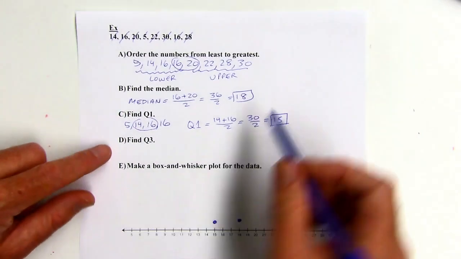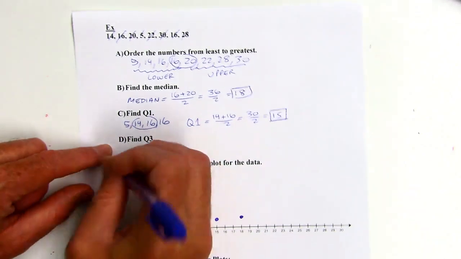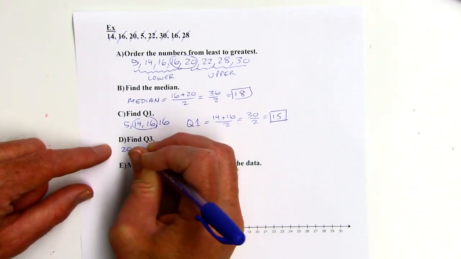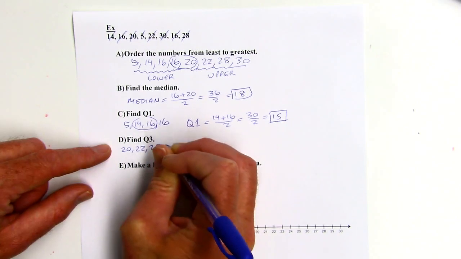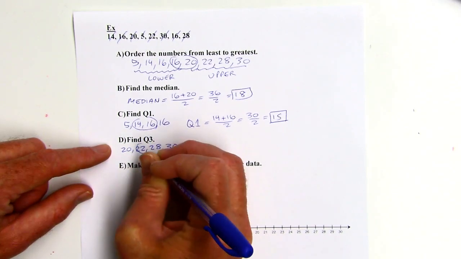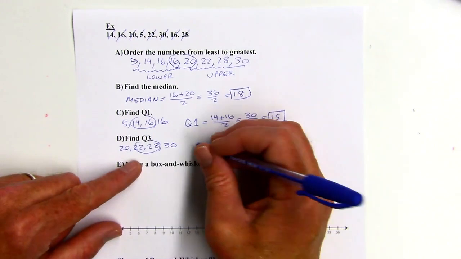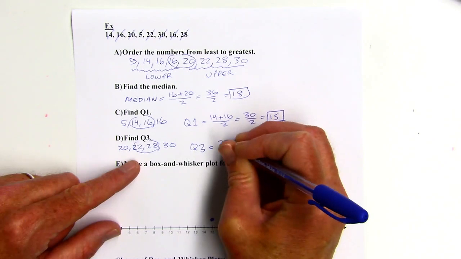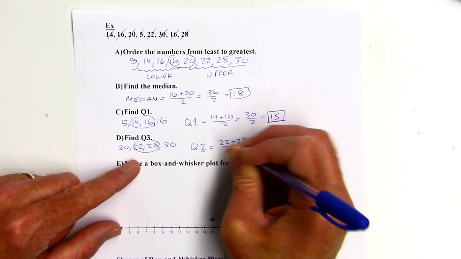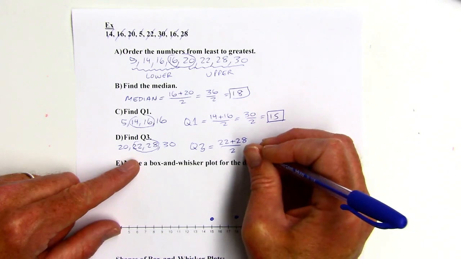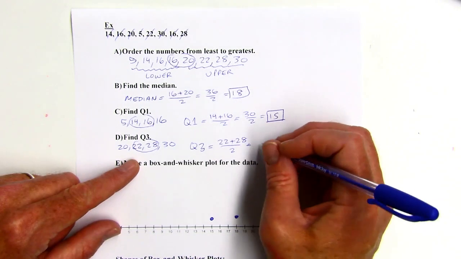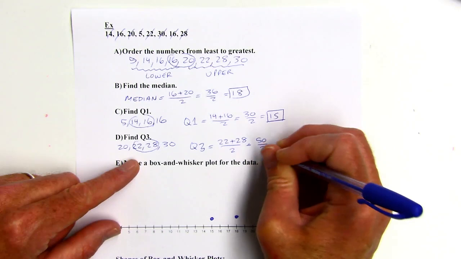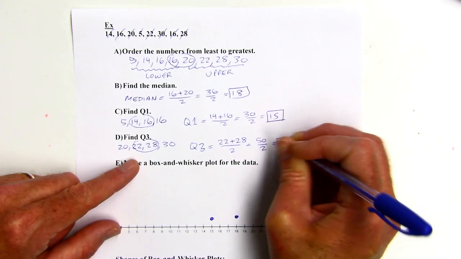And then Q3, I'm looking at the median of the upper half. So I'm looking at 20, 22, 28, and 30. Okay, and then since there's no number in the middle, I'm going to average the two closest to the middle. So I'm averaging 22 and 28. So that's going to give me 50 over 2, which comes out to 25.